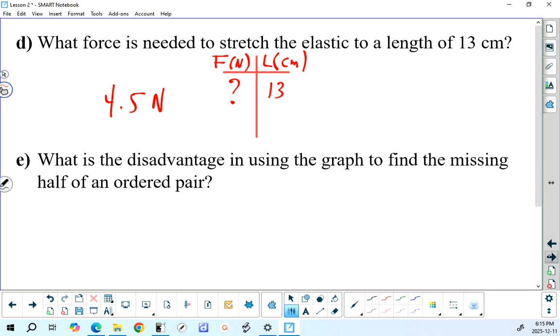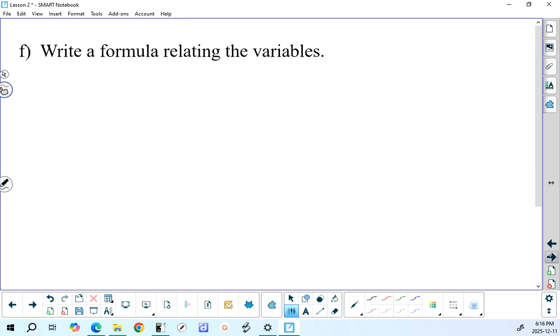And that is newtons. What's the disadvantage in using a graph to try to answer these questions? It's difficult because we're not getting accurate readings. So I'm just going to summarize this by saying it's not accurate. A graph is never as accurate as a formula, and that's where we're going now. What's the formula relating the variables?